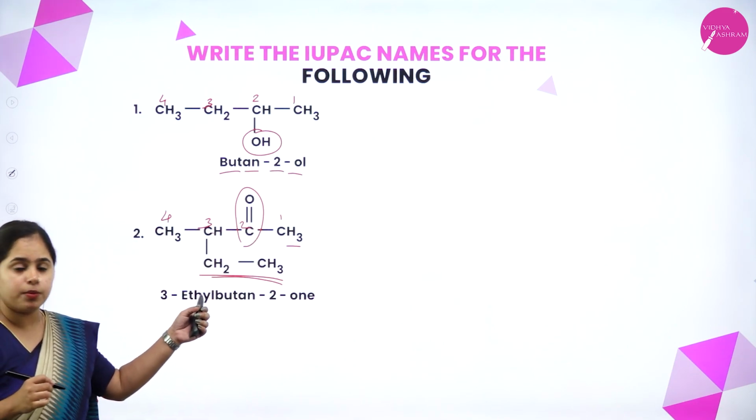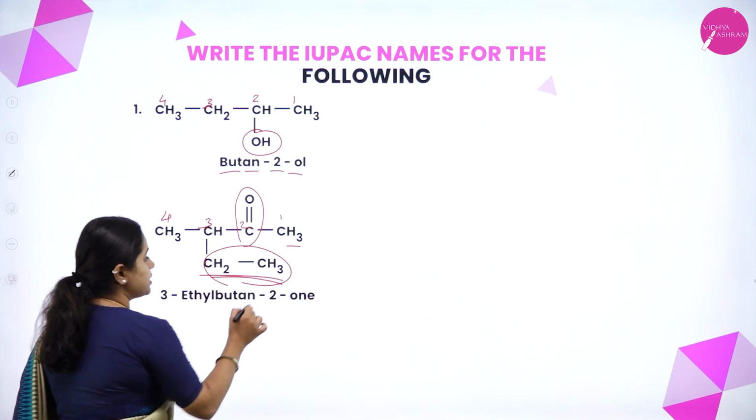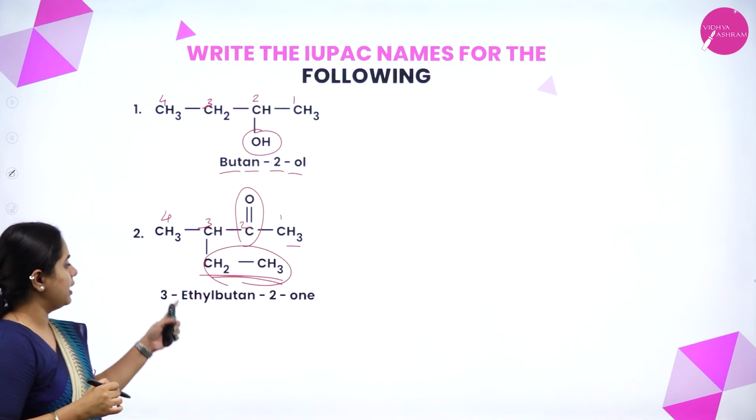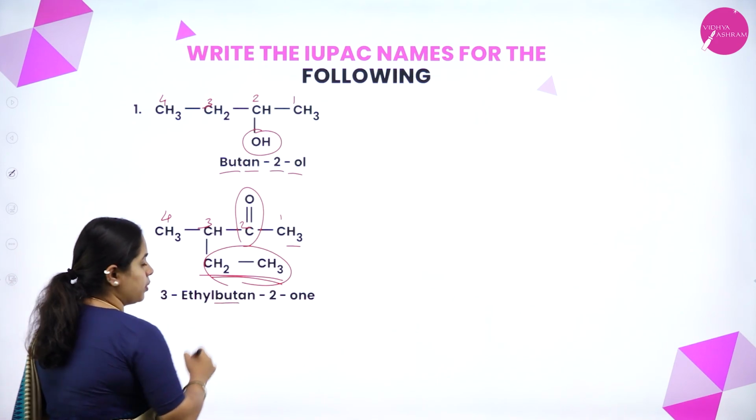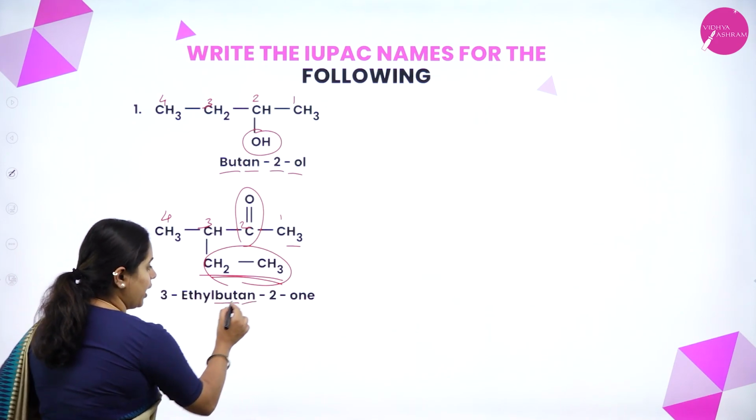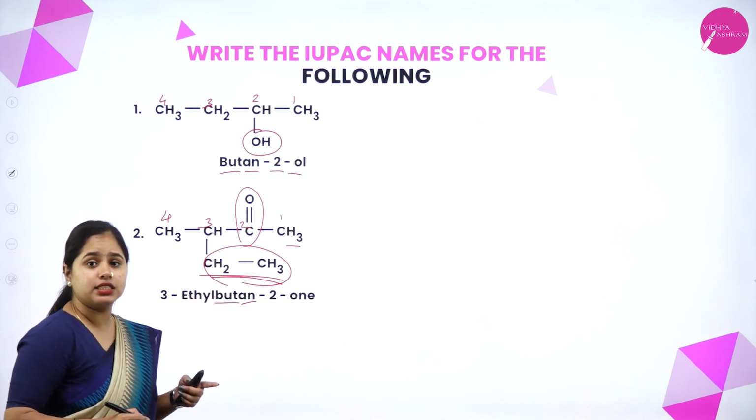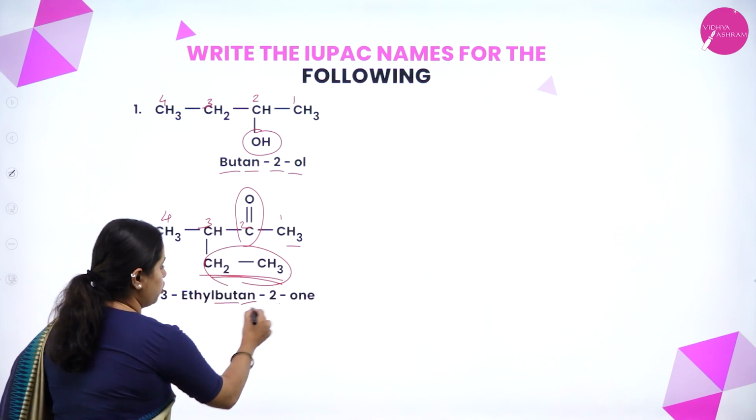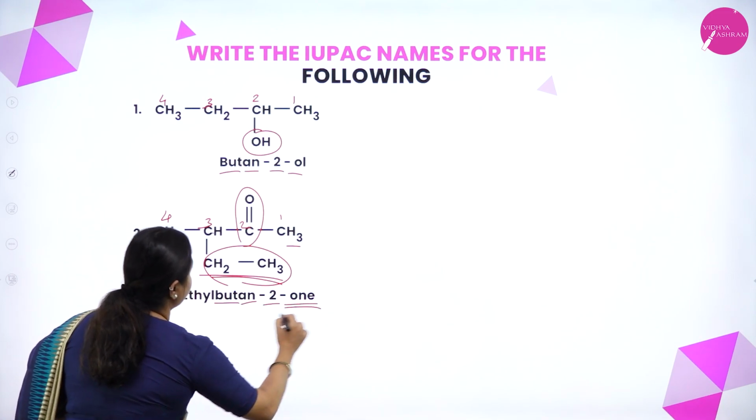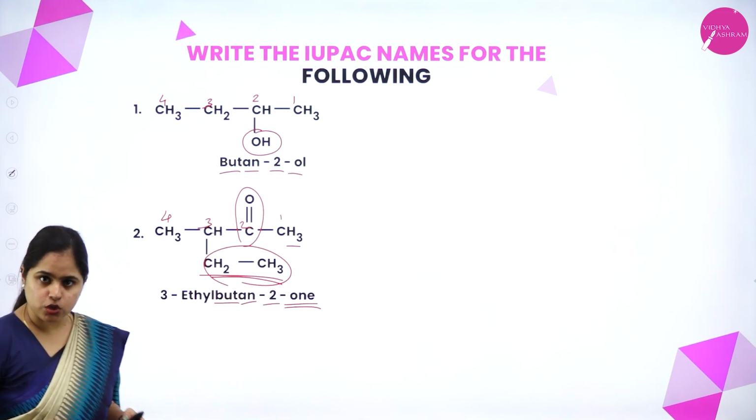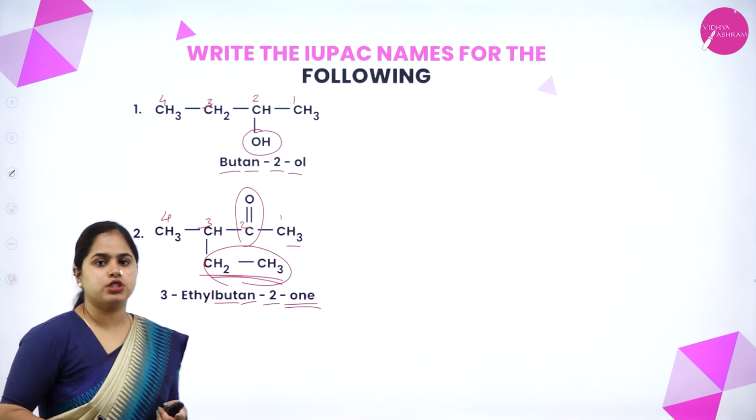So on the third carbon atom, the branch which is present, it is ethyl, right? So 3 ethyl, and how many carbon atoms are there? 4. So the root word will be but. It is an alkane, so ane. And on which carbon atom the functional group is present? 2. So 3 ethyl, butane, 2 one. The suffix for ketone group is one. So 3 ethyl, butane, 2 one.